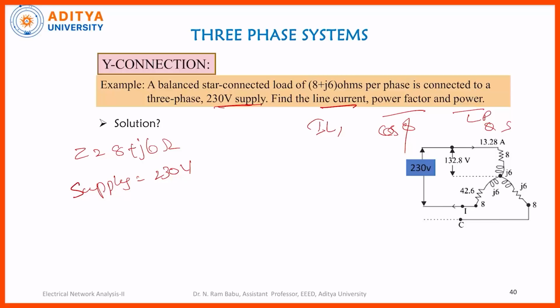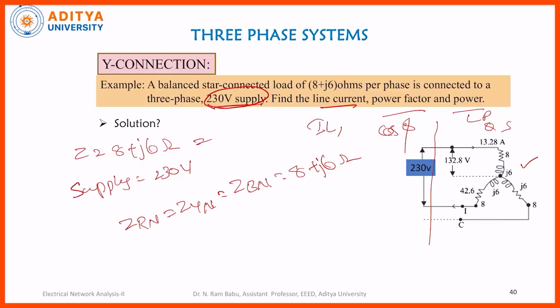Three powers we are supposed to find here. If we draw the equivalent circuit diagram for this, we have already drawn it here, you can observe it. As the load is balanced, ZRN is equal to ZYN is equal to ZBN, which is 8 plus j6 ohms, because in balanced condition the impedance is the same in all the 3 phases. Next, in the numerical they have given a 230 volt supply.